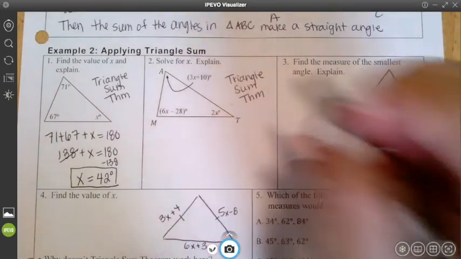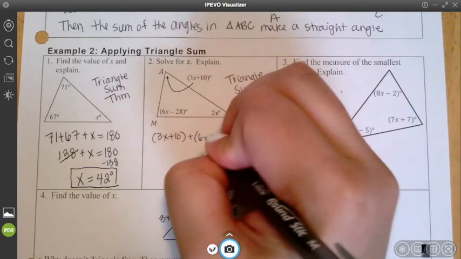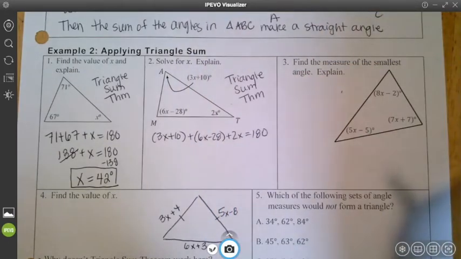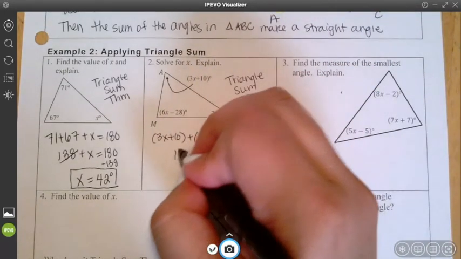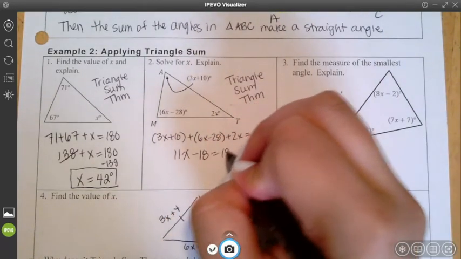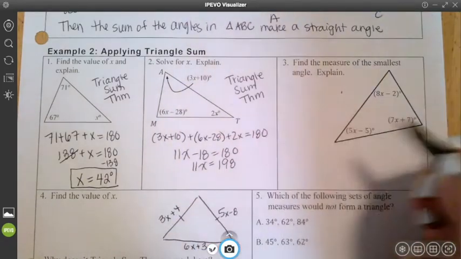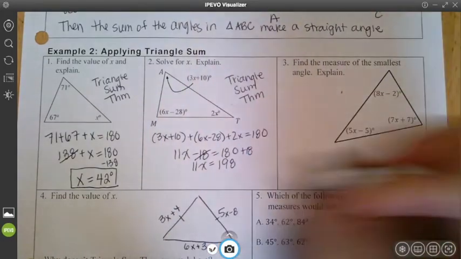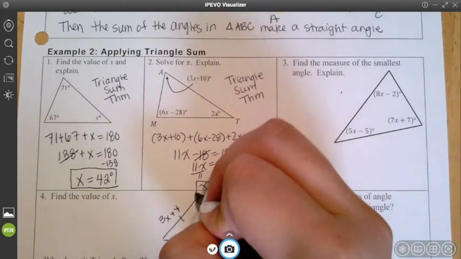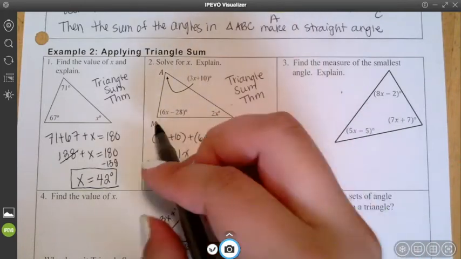So if I add all these up, they should be 180: 3x plus 10 plus 6x minus 28 plus 2x equals 180. Collecting like terms, we get 11x minus 18 equals 180. 11x equals 198. Divide by 11, x equals 18. This time we're not labeling it degrees because x is not the angle measure. X is part of the angle measure.